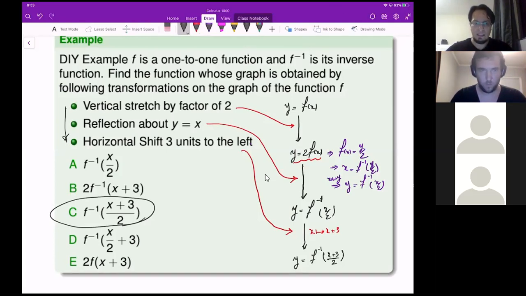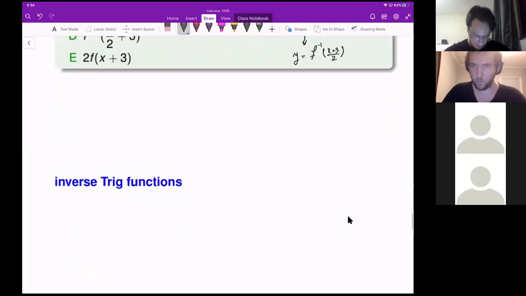Again, here the key point was that this is not just replacing f by f inverse. The point is that we want to find the inverse of this whole function here, 2f of x. It means that we solve it for x, replace x and y, and that's how it works. Okay? So that was another example.